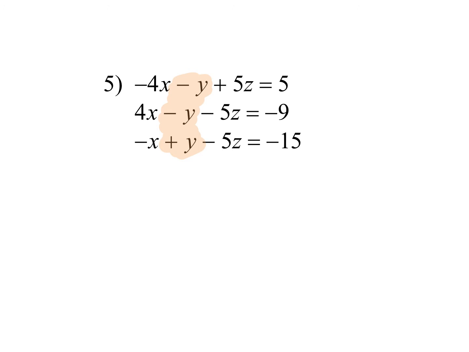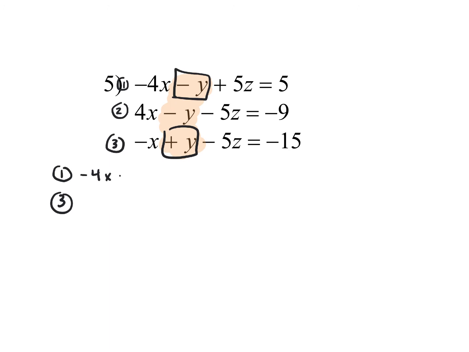So remember, you want a negative Y and a positive Y to get them to cancel. So which 2 equations do I want to work with first? 1 and 3. Perfect. Because if I have negative y and positive y, those will cancel. So I have negative 4x minus y plus 5z is equal to 5. And then negative x plus y minus 5z is equal to negative 15. So I'm going to add these 2 together.